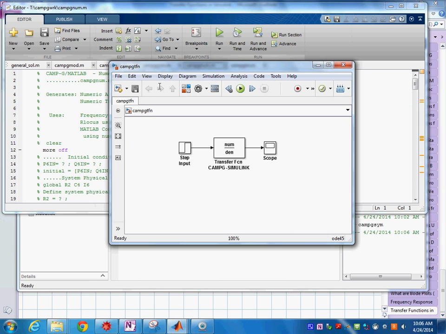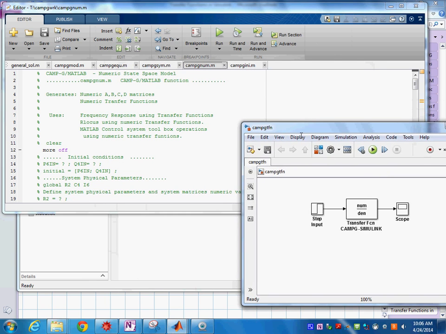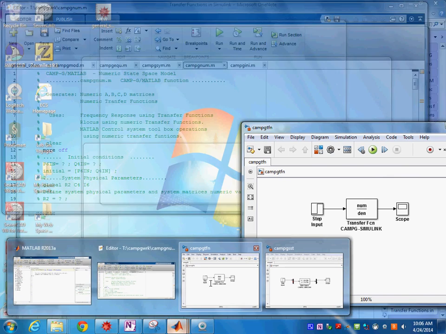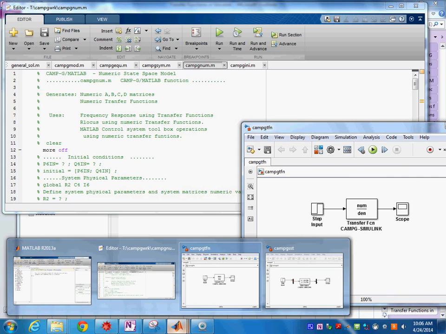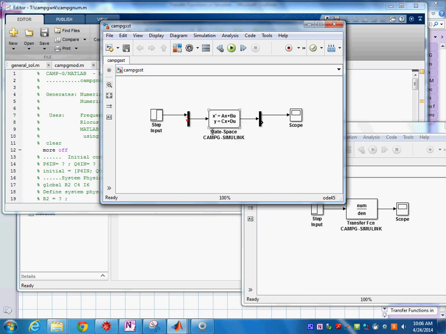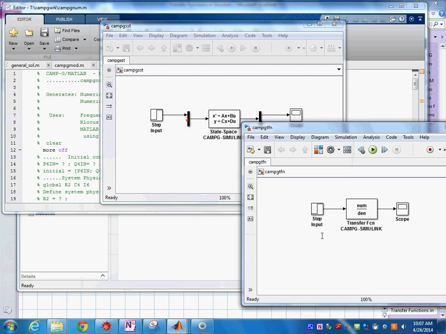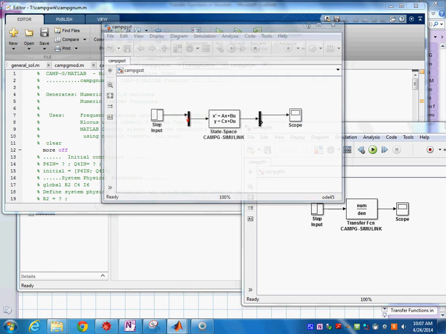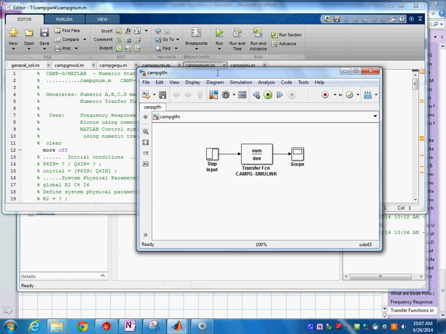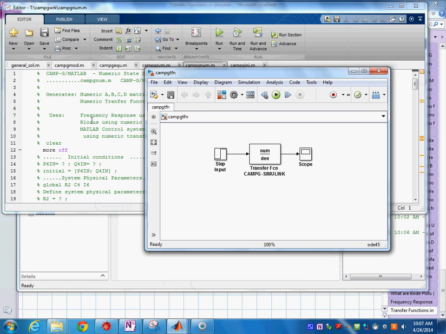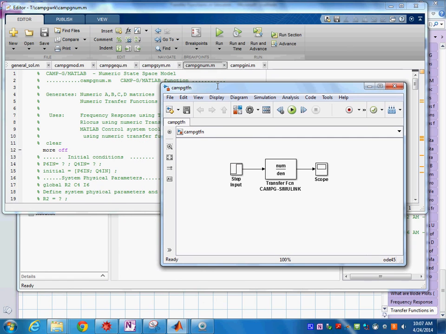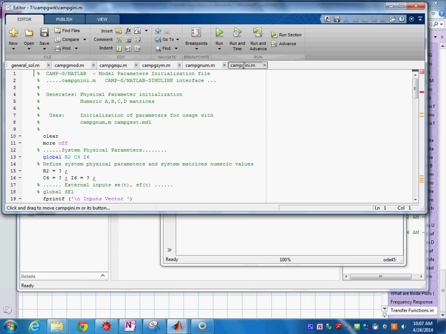It gives you already a couple of models in Simulink, and they have two options. One is the state space form, which we have seen in the past, and the other one is the transfer function, which is over here. What I'm going to do is work with the transfer function in here. When you have this, ChemG generates two files, the initialization file and this numerical file.